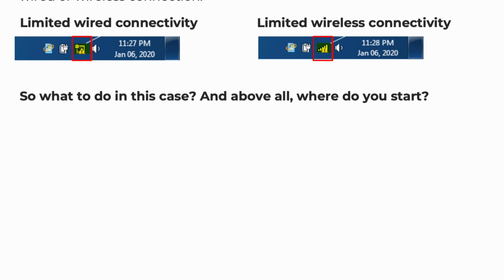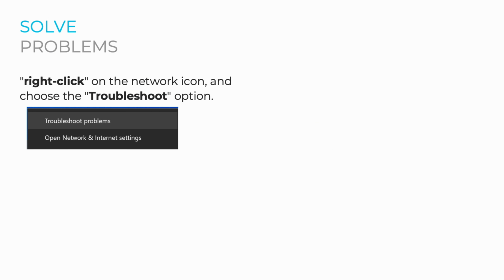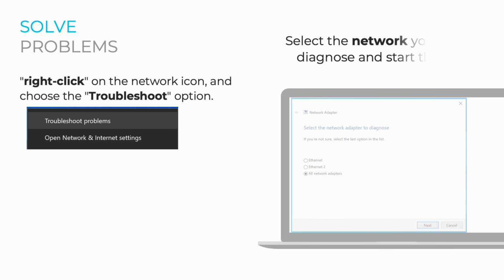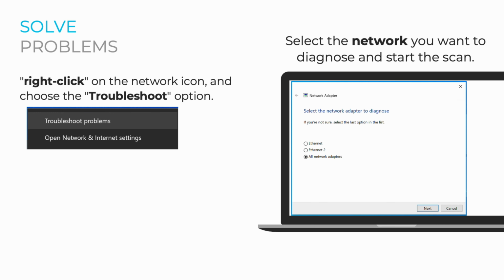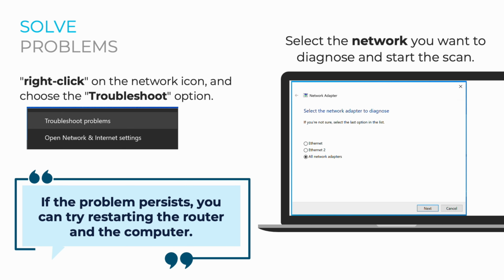Troubleshoot issues. First, right-click on the network icon in the notification area and choose the Troubleshoot option. Then, select the network to diagnose and start the scan. If the problem persists, you can try restarting the router and the computer.